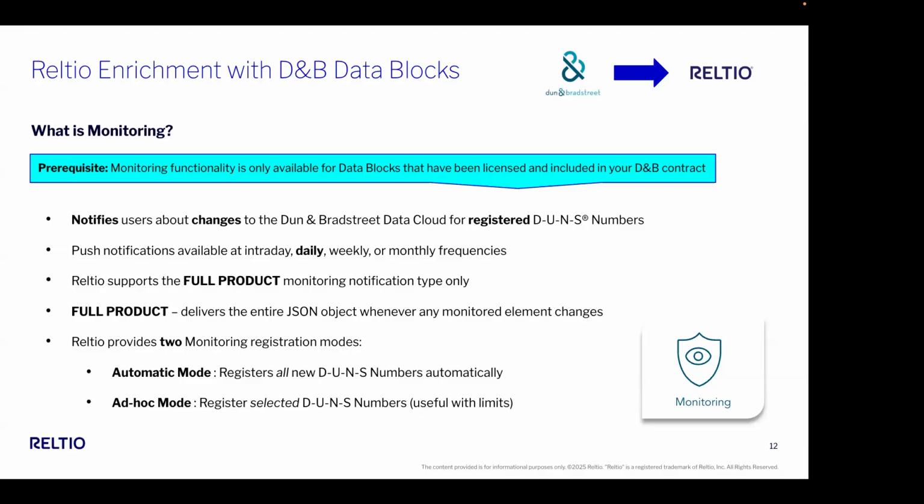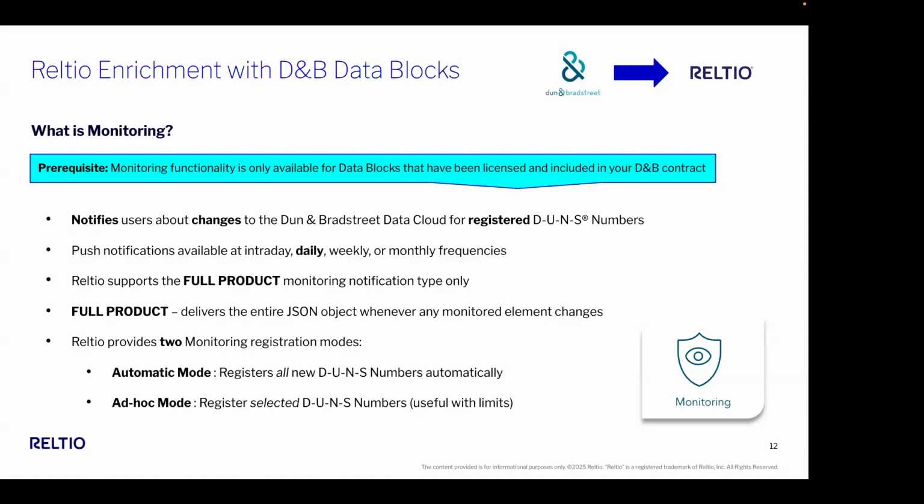What exactly is the full product notification type? This one delivers the entire JSON object whenever any monitored element changes. To begin with, there are DUNS that are registered in a monitoring registration instance, and against those registered DUNS, any changes that happen to any data element within a given DUNS, that notification comes as a full product notification for any of the monitored element changes.